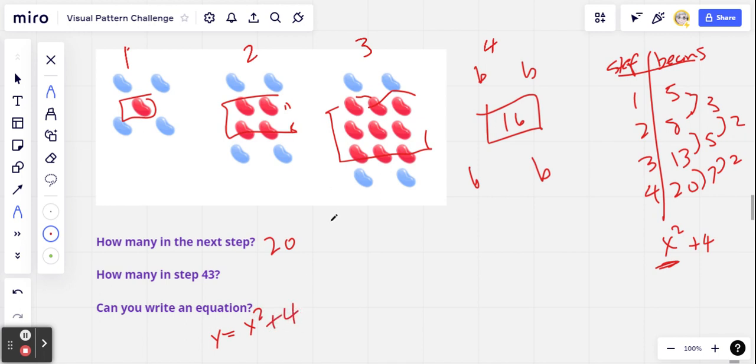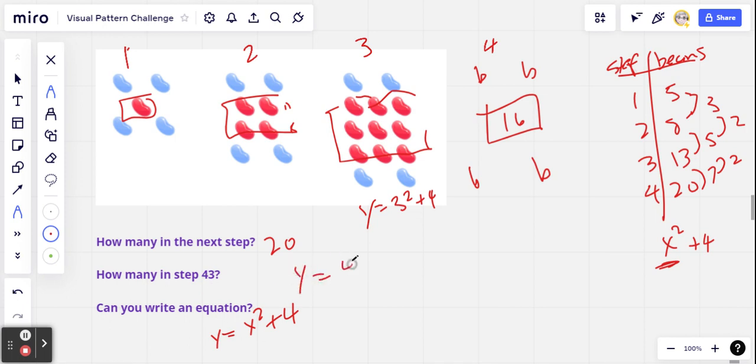I'm going to test it with one of these, but I'm pretty confident just because it matches with the visual intuition so well. But let's just try it in step 3. So y equals 3 squared plus 4. 3 times 3 is 9 plus 4 is 13. And yeah, that's how many we have in step 3. If you're not sure, go ahead and test it with the other ones, and you'll see that this equation does seem to work. So the last step then is to figure out step 43 by plugging 43 in for x.